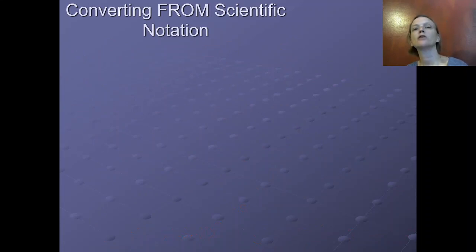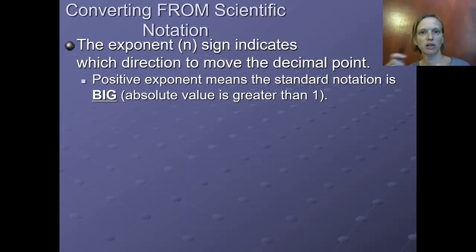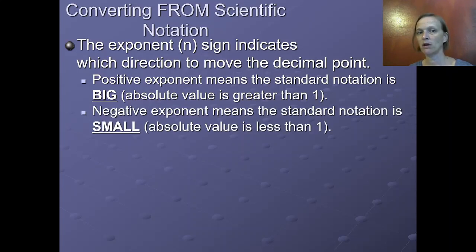How do you convert from scientific notation to standard notation? The exponent sign indicates which direction you need to move the decimal. And again, using the same logic that we were using before, a positive exponent means that the standard notation was big, so it's going to be an absolute value greater than 1. A negative exponent means the standard notation was small. The absolute value is less than 1.